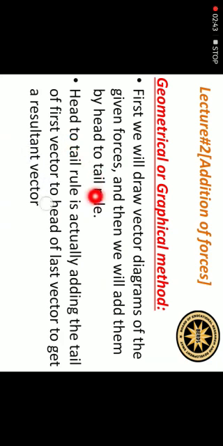Here you should just remember these diagram and these words. Head to tail rule is actually adding the tail of first vector to the head of last vector to get a resultant vector. Suppose you have 3 vectors, vector 1, vector 2 and vector 3. So if you draw the resultant, you have to start from the tail of first and the head of the third.